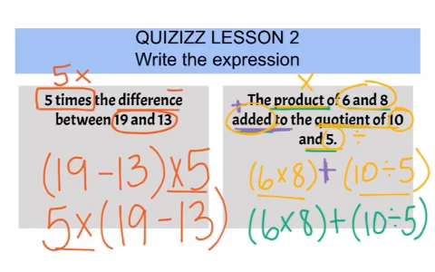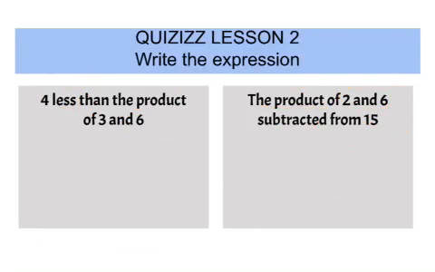Okay, and we had 2 keywords here, product and quotient, so we had to have 2 sets of parentheses because those were the answer. So I'm adding the answer of the multiplication problem to the answer of the division problem. So the next one is 4 less than the product of 3 and 6. All right, 4 less. That means I'm going to be subtracting. Okay, 4 less means I'm going to be subtracting 4 from something. 4 less than the product of 3 and 6. Product means I'm going to find the answer to my multiplication problem of 3 times 6.